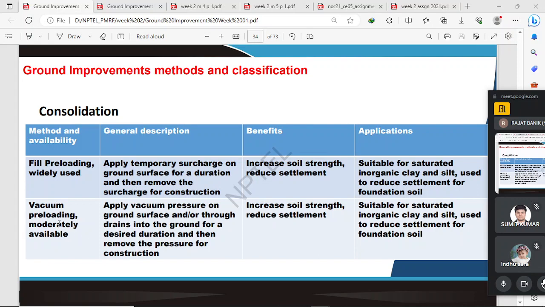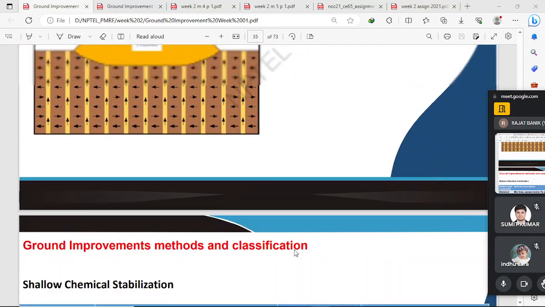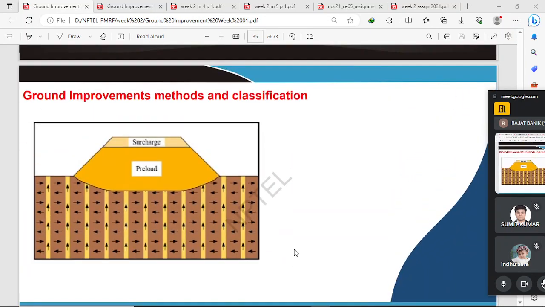Likewise, vacuum preloading is applied by vacuum pressure. The procedure is quite similar, but in field preloading we apply temporary structures, whereas in vacuum preloading we apply vacuum pressure. Both are suitable and both have the same objectives: to reduce the settlement of the foundation and increase the strength of the soil. Here is one of the schematic pictures of that.